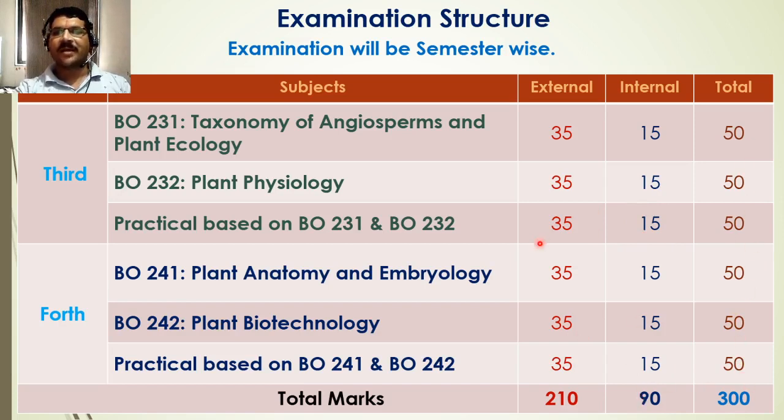In this way the SY third semester is of 150 marks, and the fourth semester is of 150 marks. So the entire SY is of 300 marks. In this way your syllabus structure will be there, and this is your examination mark structure. I hope you have understood all the things about the syllabus of SY B.Sc.